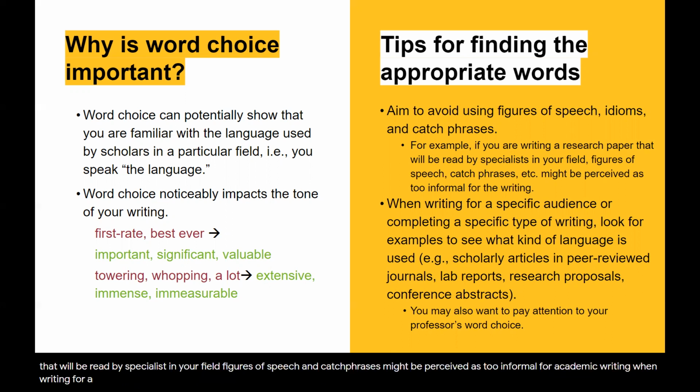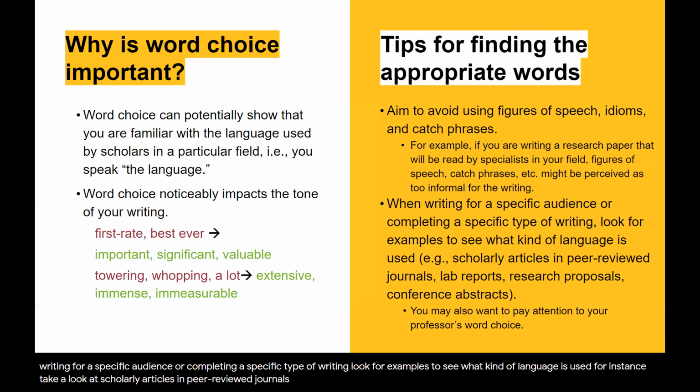When writing for a specific audience or completing a specific type of writing, look for examples to see what kind of language is used. For instance, take a look at scholarly articles in peer-reviewed journals, lab reports, research proposals, or conference abstracts. When you're in class or in faculty office hours, you may also want to pay attention to your professor's word choice.